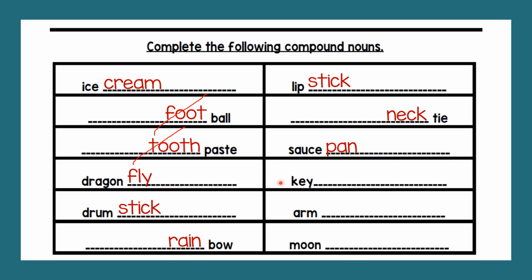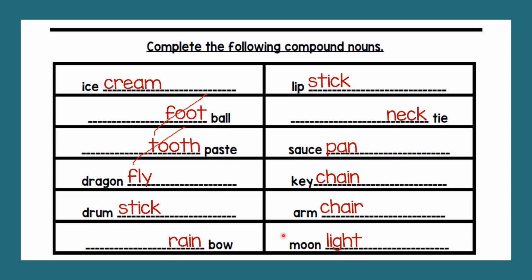Next, key. What word can you add to key? Keychain. What is a keychain? Something you put with your keys. Next, chair. Armchair. It looks like a sofa, but it's only one seater. Last one, moon. Moonlight. The light that comes from the moon.